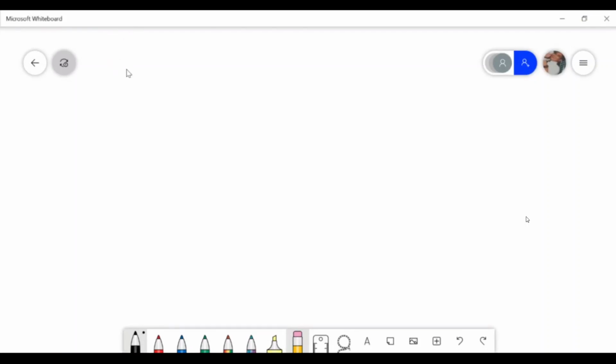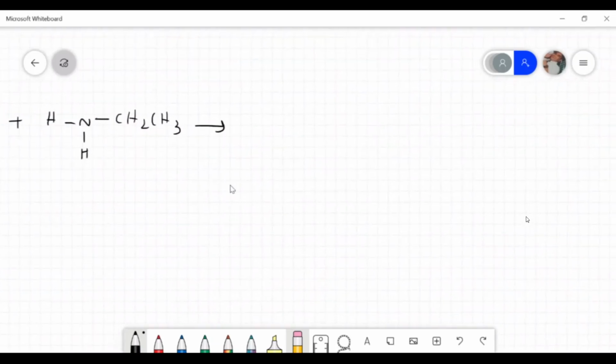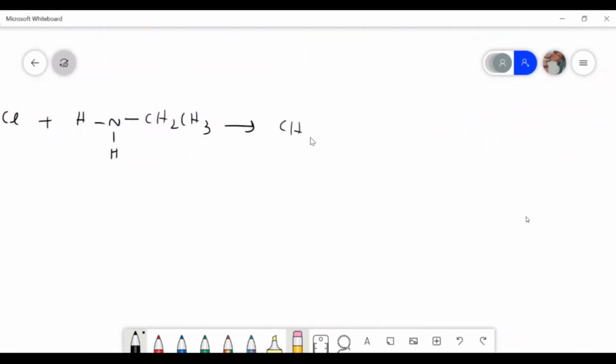So let's talk about condensation reactions to form amides. We know that in order to form an amide, what we normally use is an acid halide, which has a Cl, plus whatever degree amine you want to use. So let's do something like this, and then you form an amide. From this, you'll form a second degree amide, CH3CONHCH2CH3, plus HCl.